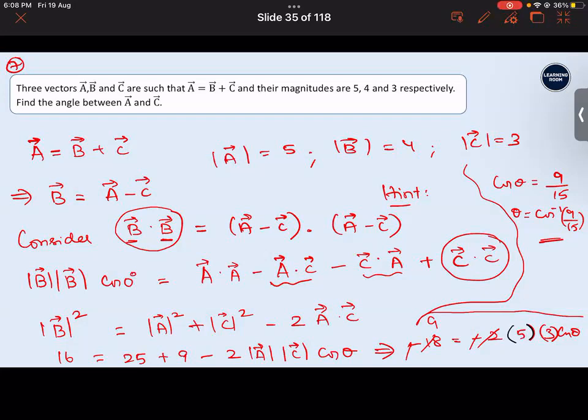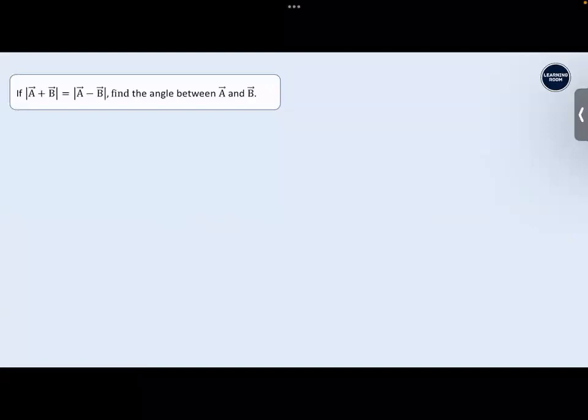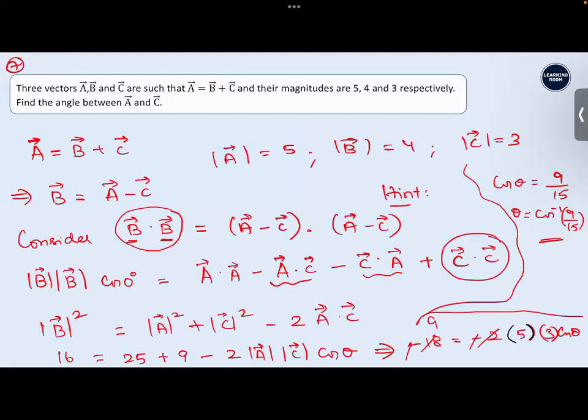Shall I proceed? Hmm. 8-1. If you observe this problem also, you have if magnitude of A vector plus B vector is equal to magnitude of A vector minus B vector. Is anyone copying it? Want me to show this? Okay.